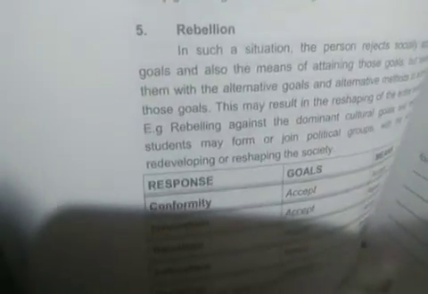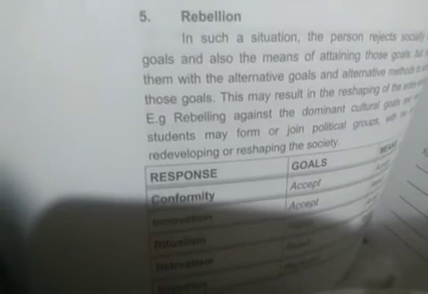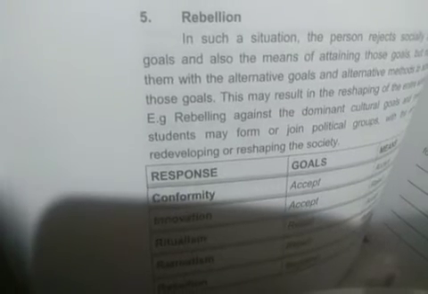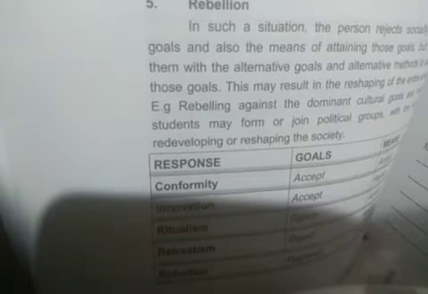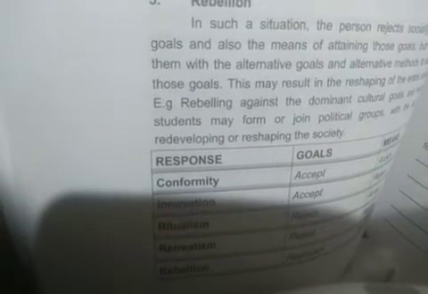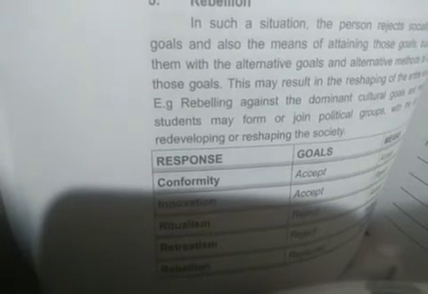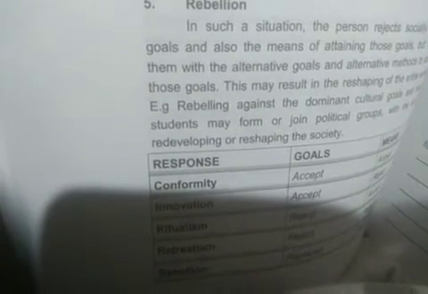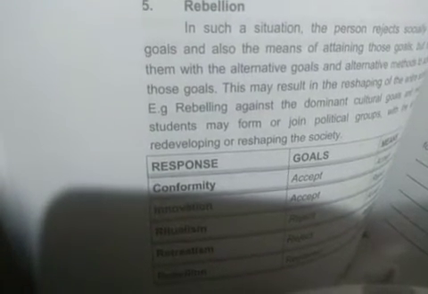4. Retreatism refers to rejecting both the goals as well as the means to achieve those goals. Such people are only physically present in the society but not for the society. Example: a student who becomes a drug addict will not even want to achieve the goal of education and will also not accept the means to achieve the goal. Such people create their own world and do not easily get along with the society.